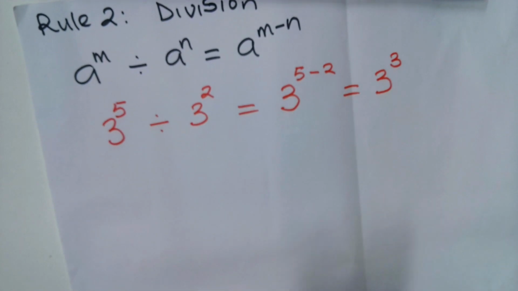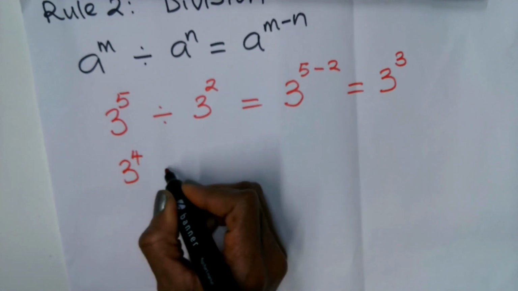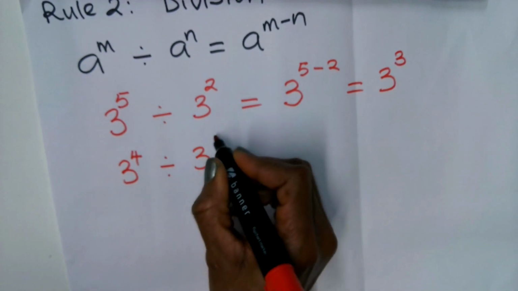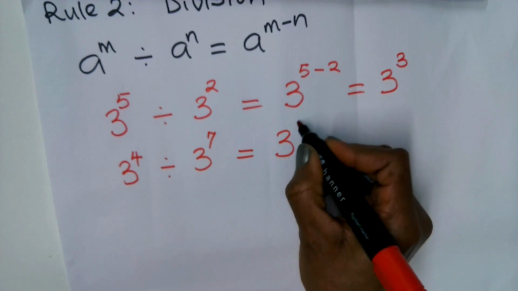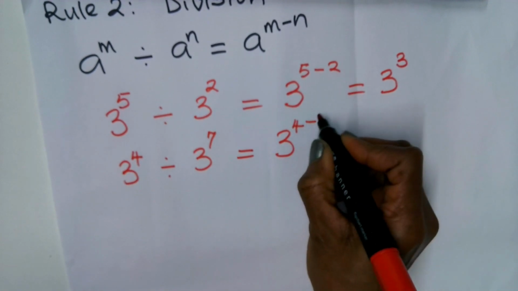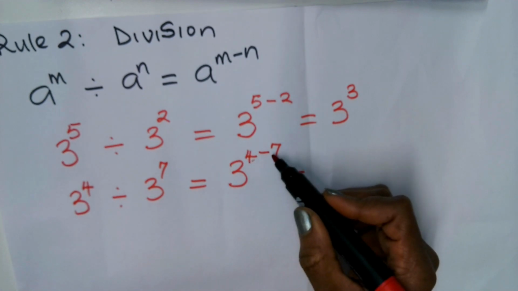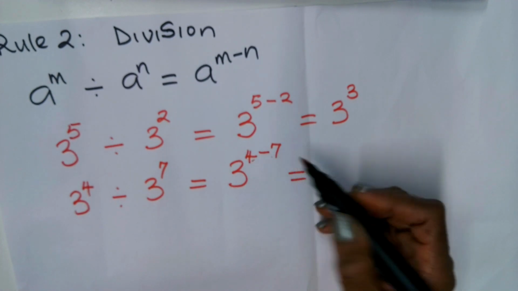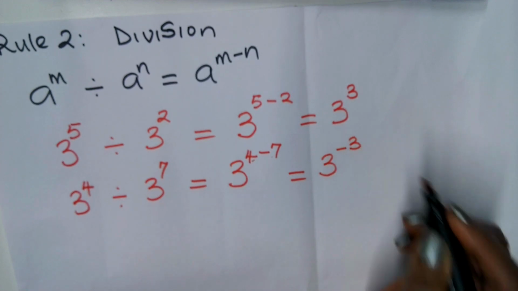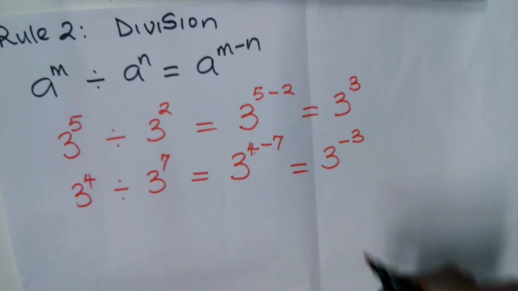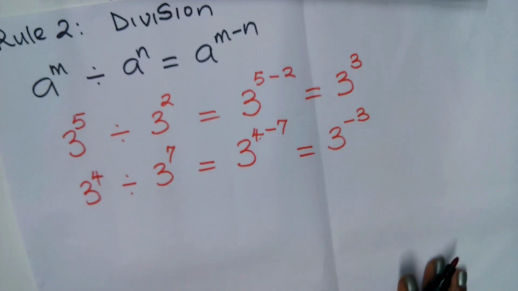So let's do one more example. 3 raised to the power of 4 divided by 3 raised to the power of 7. Keep the base, subtract their powers. So 4 subtract 7 is going to give me negative 3. So my answer would be 3 raised to the power of minus 3.